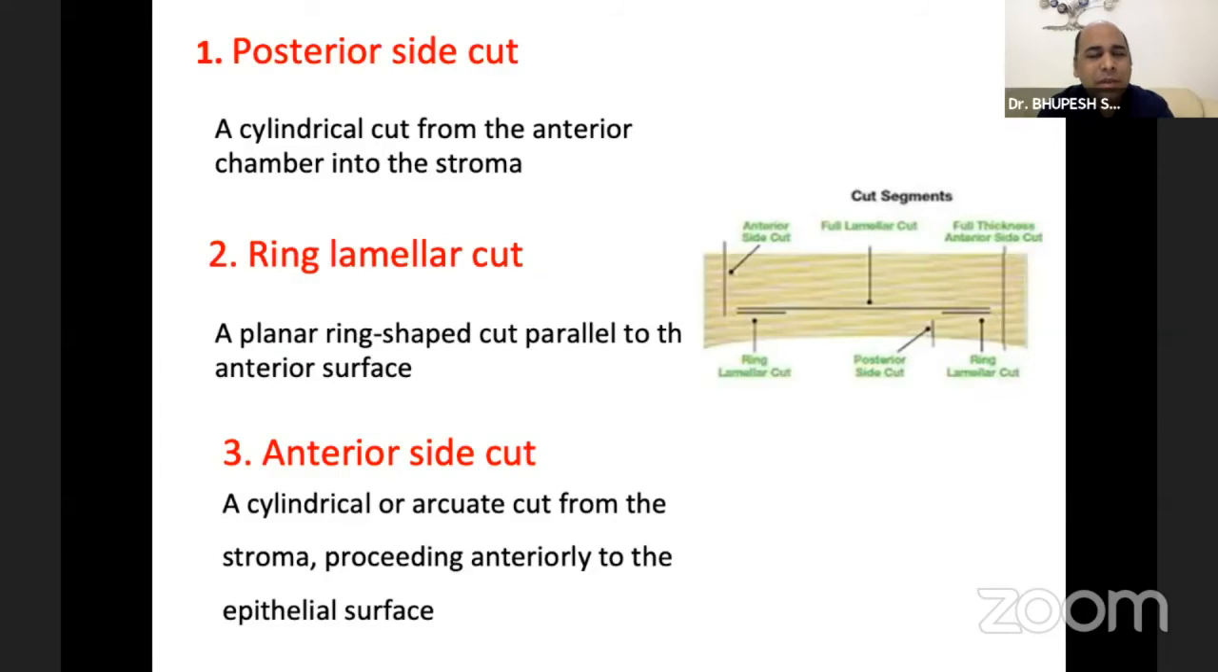Basically the femtosecond laser cuts in 3 planes. First it makes the posterior side cut, which is a cylindrical cut from the anterior chamber into the stroma. Then it makes the lamellar cut, which is a planar ring-shaped cut parallel to the anterior surface. And the last cut is the anterior side cut. It is a cylindrical or arcuate cut from the stroma proceeding anteriorly to the epithelial surface. Because of these multiple planar cuts, the wound seal is always better.